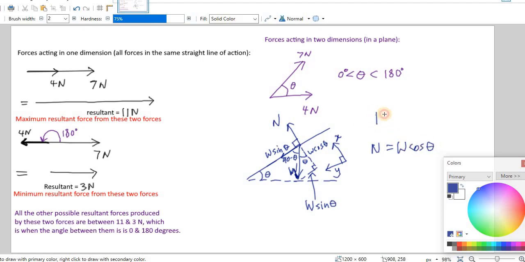Or you can also use Newton's second law and show this. Newton's second law in this direction, perpendicular to the surface. F is always a net force, so I can use the Greek letter sigma.